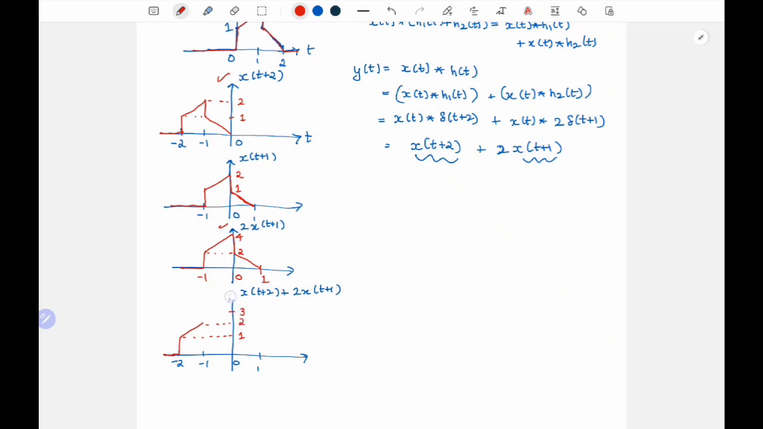So let's take 3 and 4. So then in the region from minus 1 to 0, what is there? What is happening at minus 1? This is having a value of 2 and this is having a value of 2 again. So it will go to 4. Right?